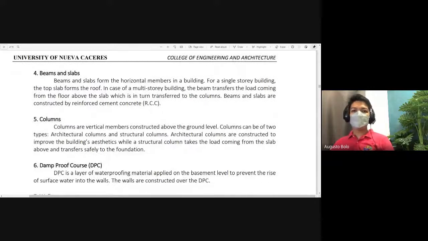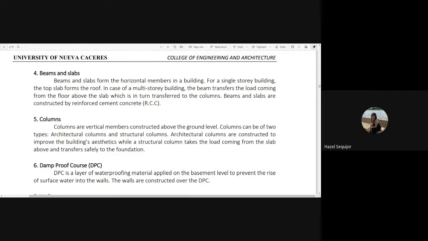Hazel Sikihor, kindly read columns. Columns are vertical members constructed above the ground level. Columns can be of two types: architectural columns and structural columns. Architectural columns are constructed to improve the building's aesthetics, while a structural column takes the load coming from the slab above and transfers safely to the foundation.